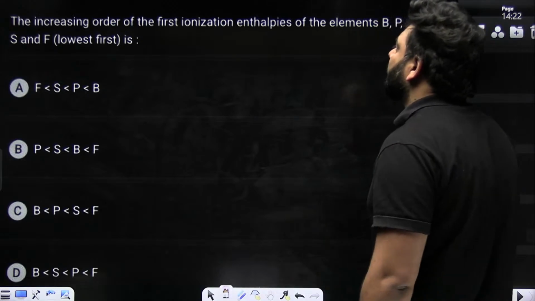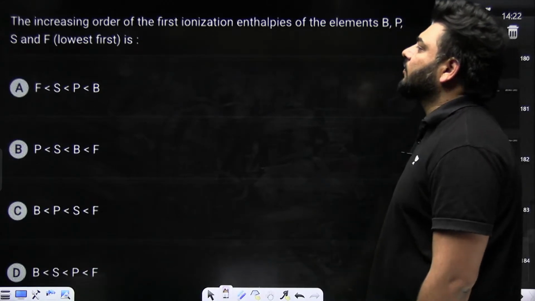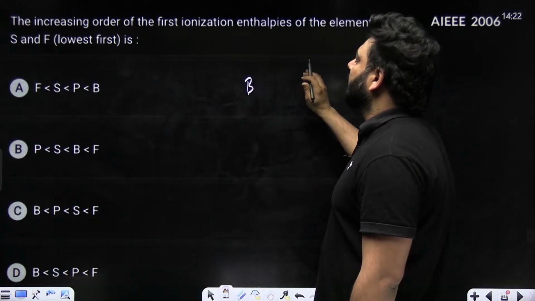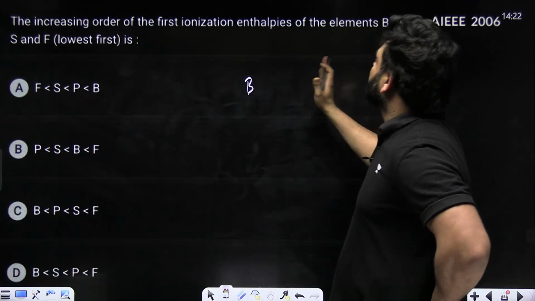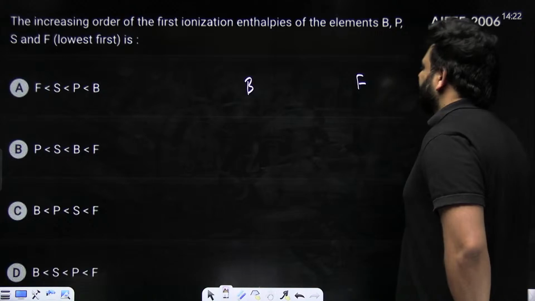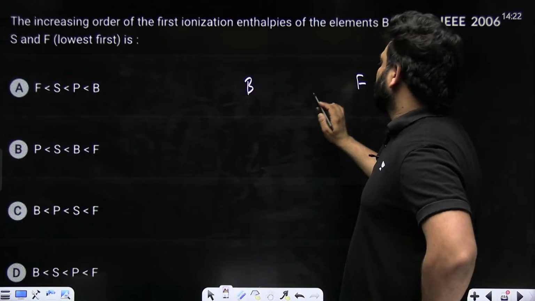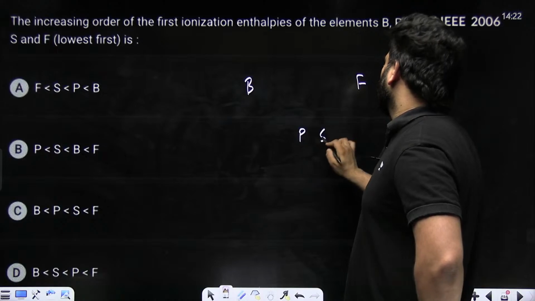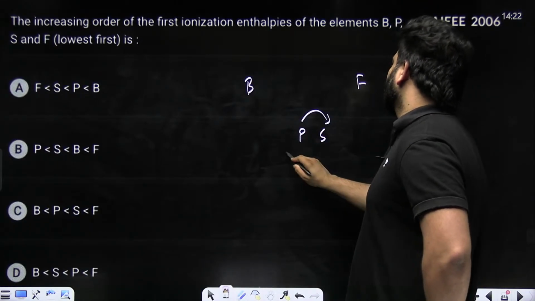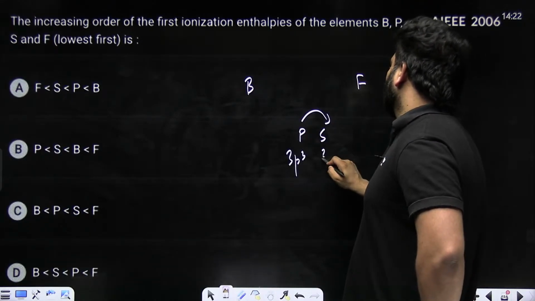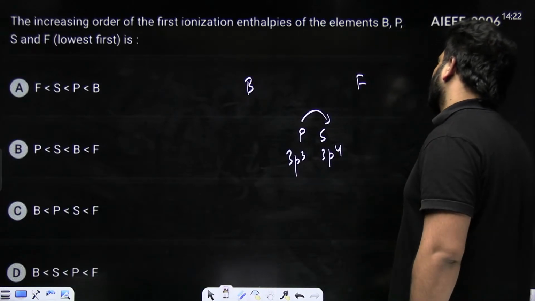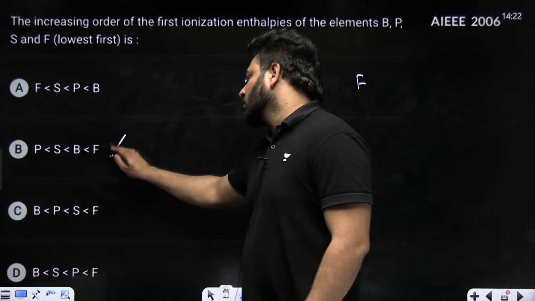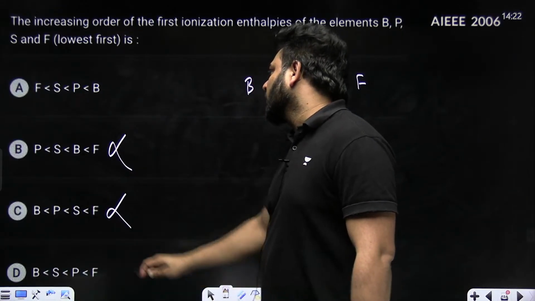The increasing order of the first ionization enthalpy of boron, phosphorus, so we have to first arrange them properly. We have beryllium, boron, carbon, nitrogen, oxygen, fluorine. Meanwhile we have phosphorus and sulfur. So no doubt this is 3p3 and this is 3p4. So phosphorus is higher than sulfur. So wherever sulfur is shown higher, it will be incorrect. Sulfur than phosphorus is incorrect. Phosphorus, and this could be correct.